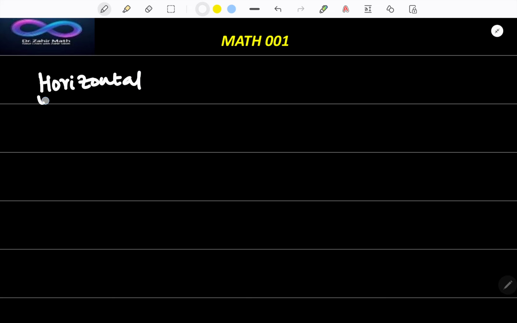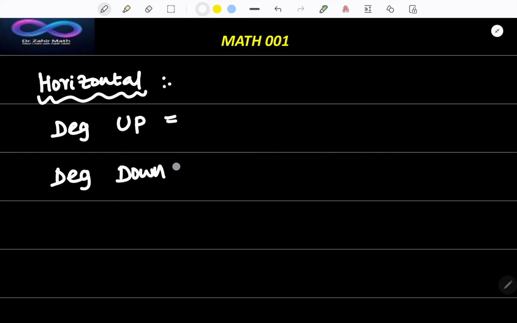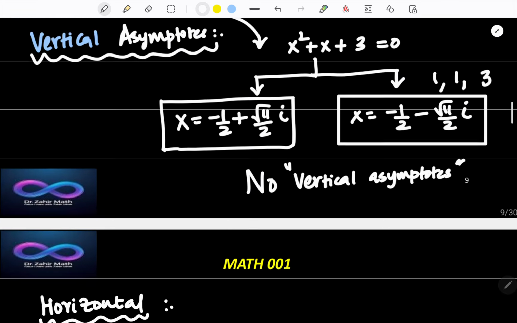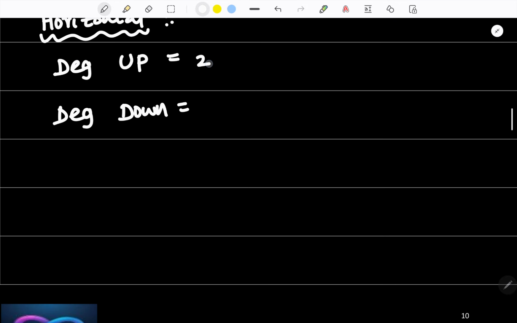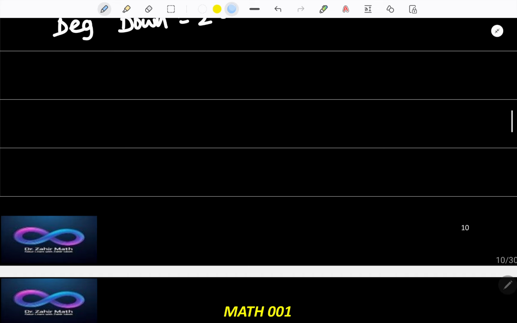Okay, right. For the horizontal asymptote, what is the formula? You need to see the degree in the up and the degree in the down. The degree in the up is 2, and the denominator is also 2. The degree is 2 in the up and also 2 in the down. Is it equal or not equal? Equal.